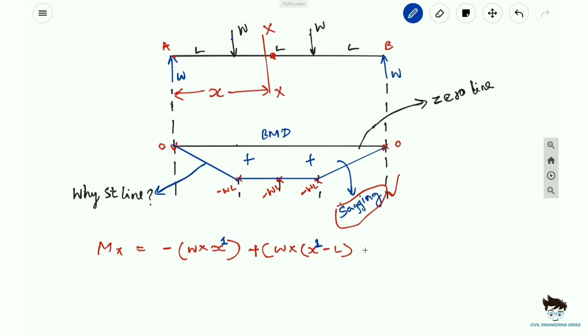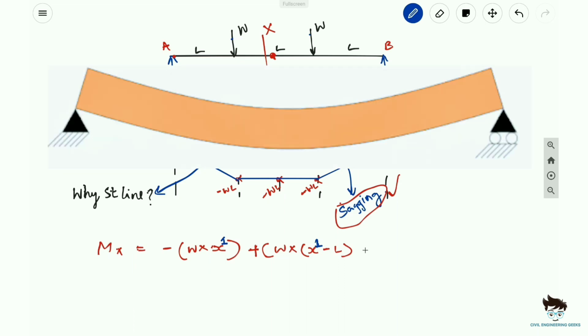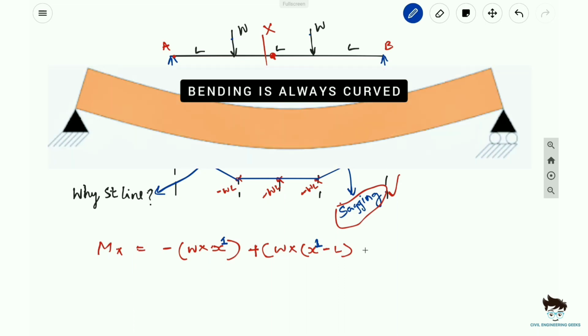Although this is completely a theoretical approach, in a real beam, no matter what load is applied, the beam is going to bend in a curved pattern only.